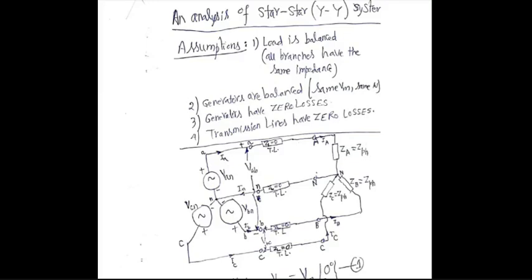In the previous lecture, we had started talking about star-star power system. I'm going to repeat a bit so that we can maintain continuity. Basically, we took a balanced, lossless YY system as shown in the figure here.